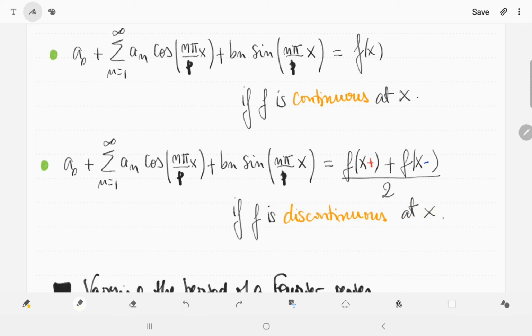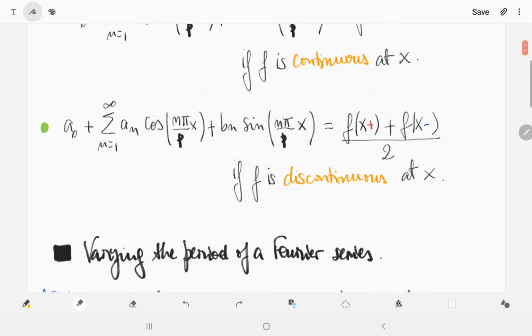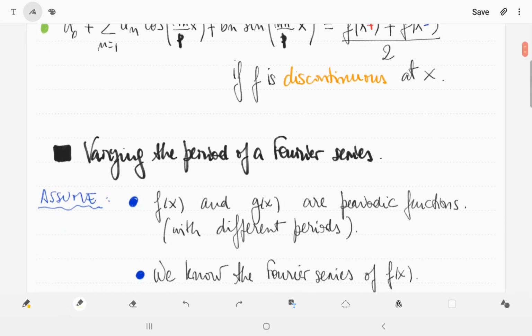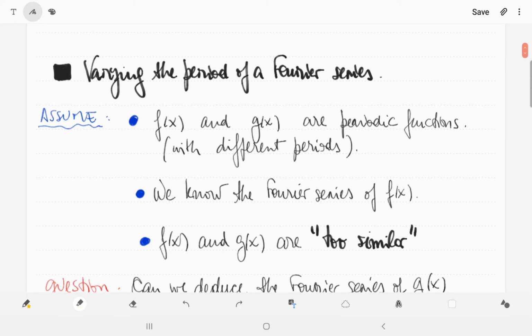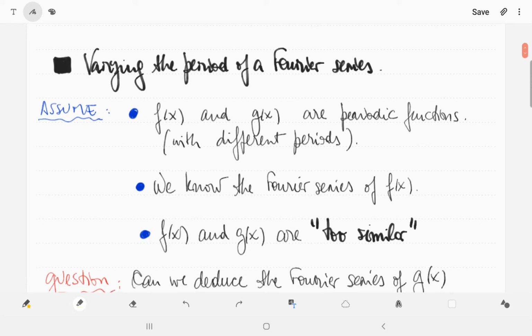Okay, so now we are going to see how to vary the period of a Fourier series, and that will be useful because this will be a possible situation that we find in exercises during the course. Imagine that we have two functions, f and g, and they are periodic functions. And then they might have different periods. And imagine that we know one of the Fourier series representations.